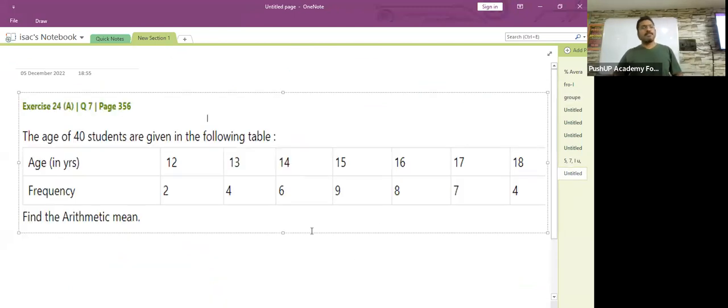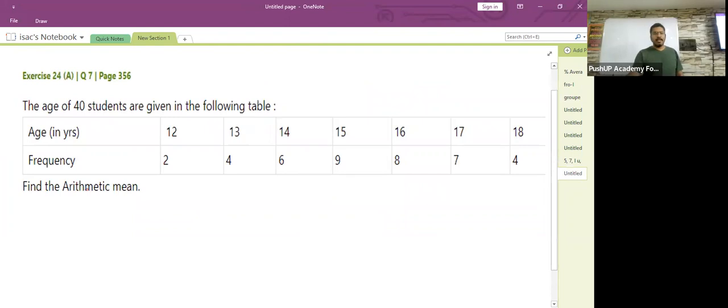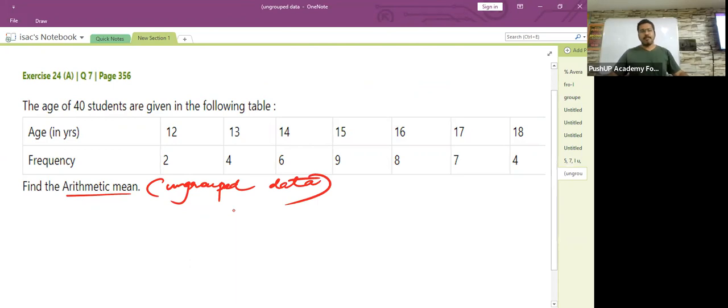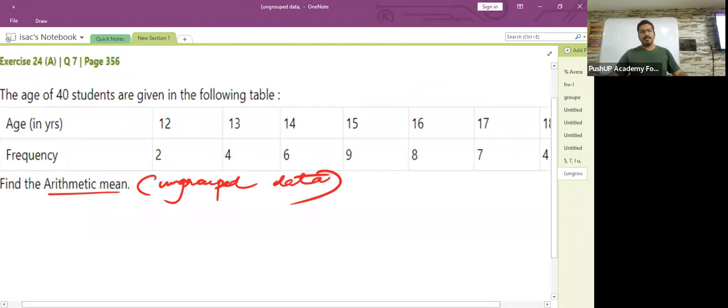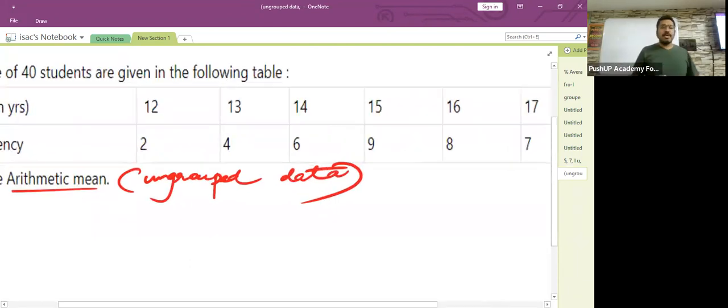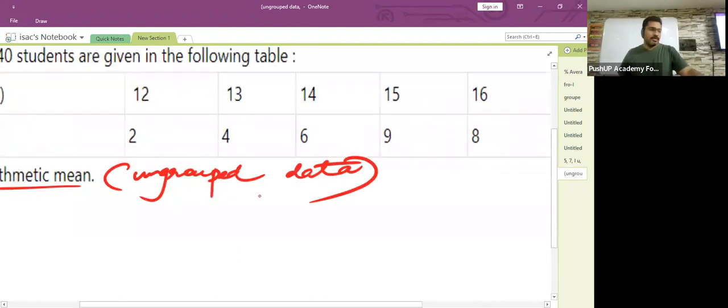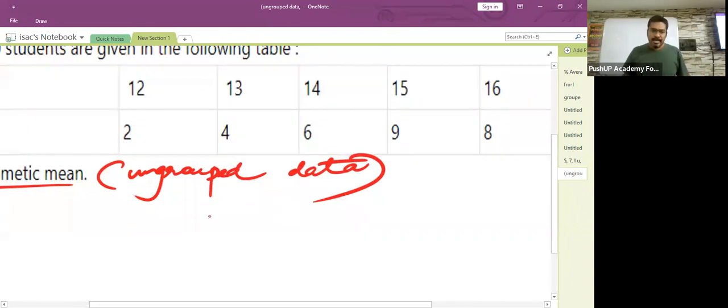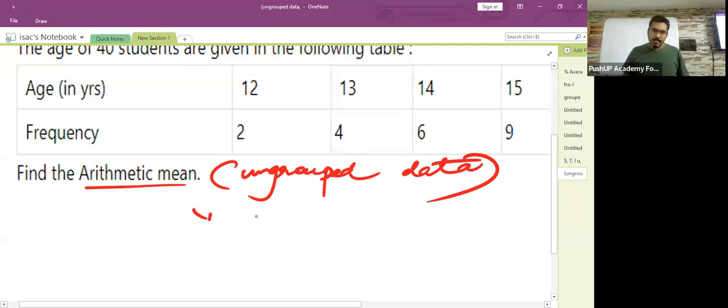All right. So let's find the arithmetic mean for this ungrouped data. Okay. Ungrouped data. Let's do it. Now, listen to this part. Children, here I am going to teach you the first method, which is known as the direct method.